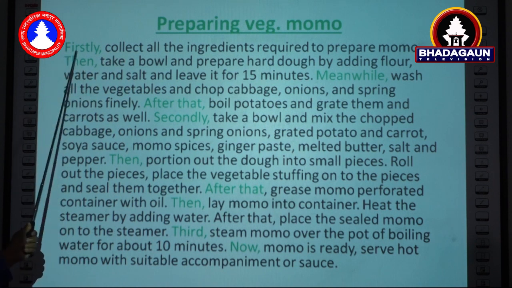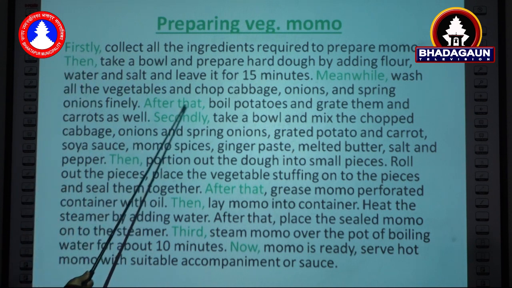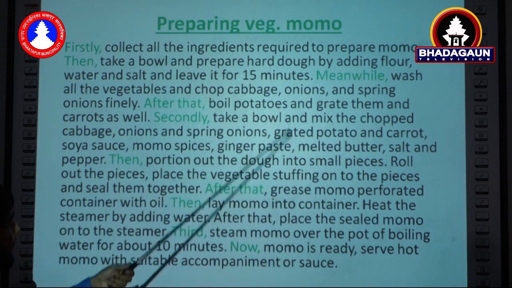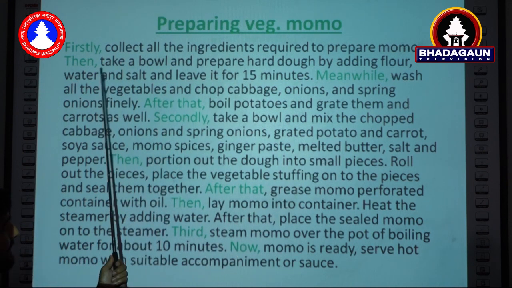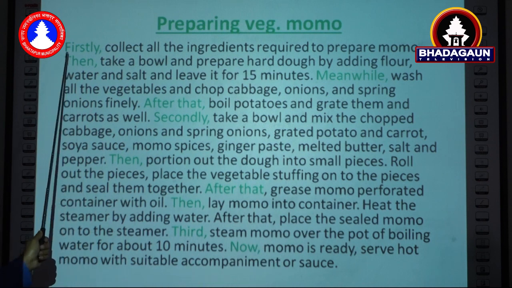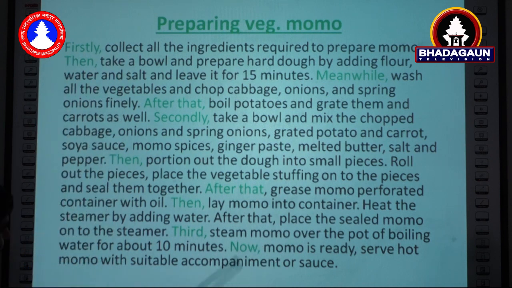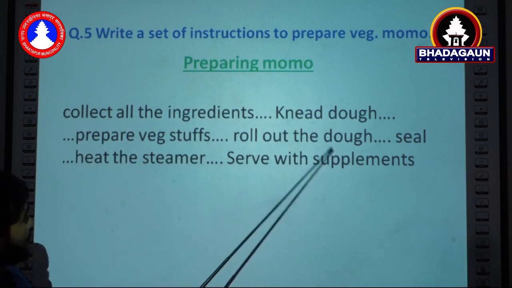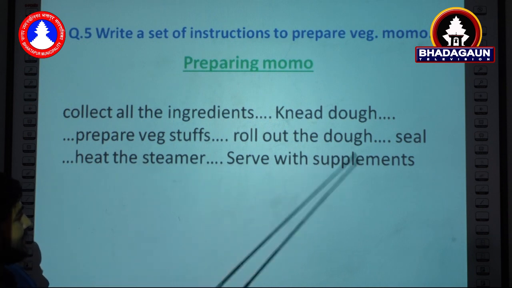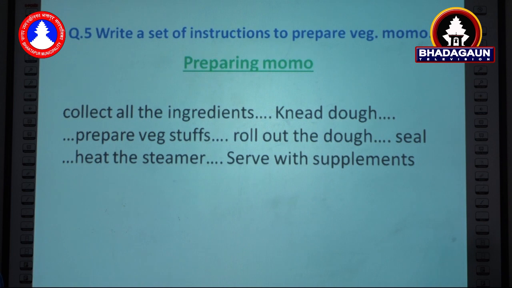Now what are all these? Cohesive devices. Firstly, then, after that, secondly, meanwhile, then, after that, then again, third. These are the cohesive devices to link the steps, to link every step, the previous idea to the later one. So let's read this answer. As we know, this is the clue: collect the ingredients, prepare vegetable stuffing, roll out the dough, seal, heat the steamer, serve with supplements. On the basis of the clues, we have made this much longer answer.